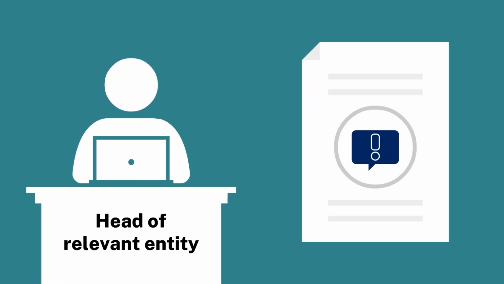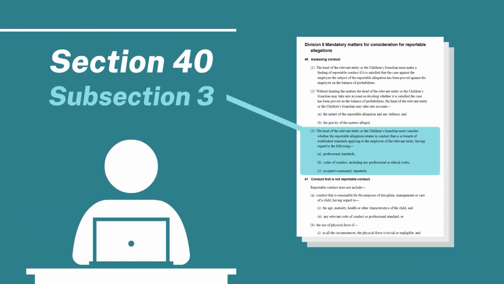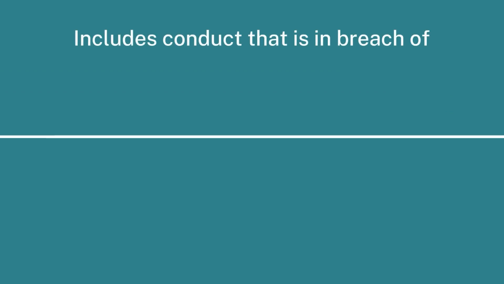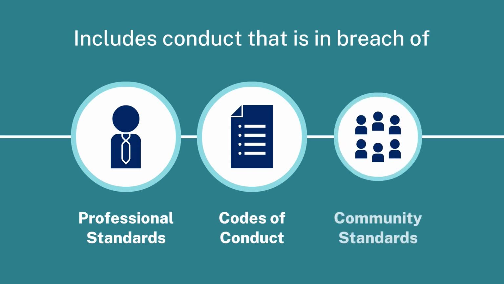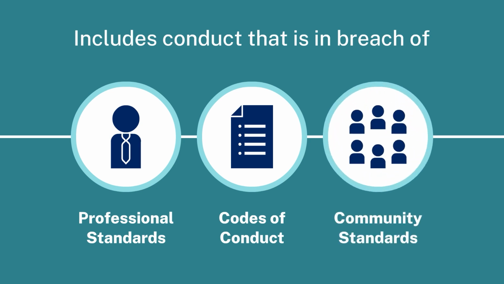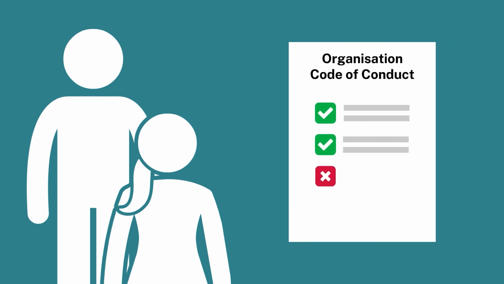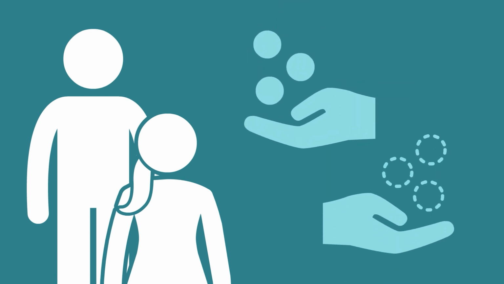When making a finding, the head of your organisation must give consideration to factors set out in Section 40, subsection 3 of the Act, including whether the reportable allegation includes conduct that's in breach of professional standards, codes of conduct, or accepted community standards. This is one of the many reasons it's so important for you to know what the organisation's code of conduct says and what the other expectations there are on you in your professional or volunteer role.